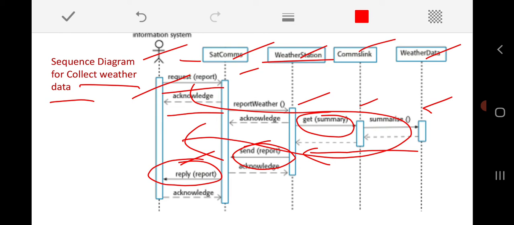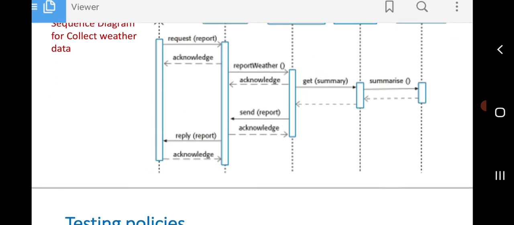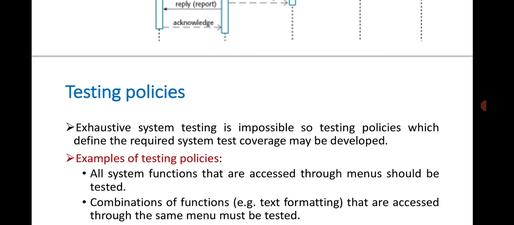and we will be checking how exactly our components are going to interact. So this is what happens in system testing.